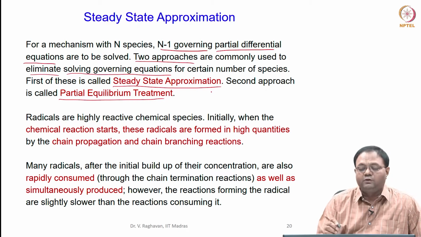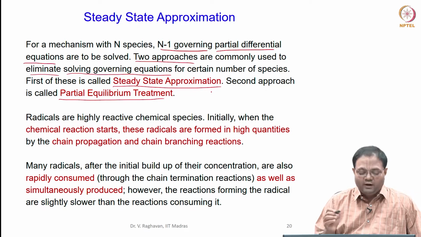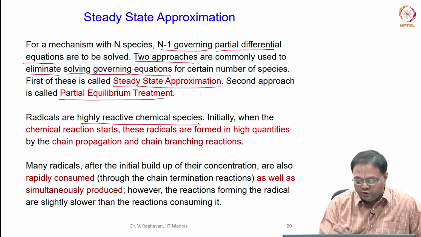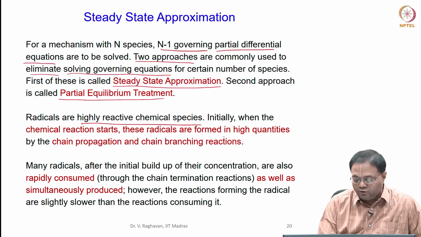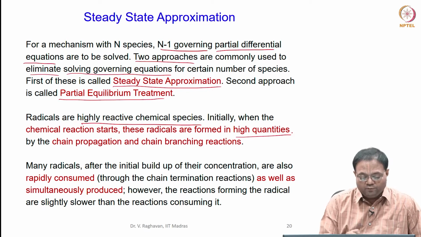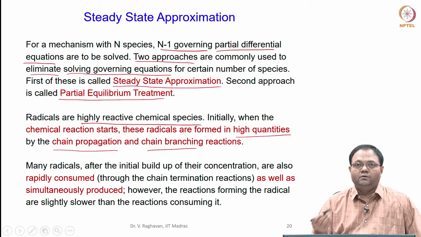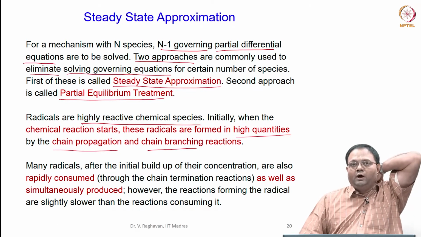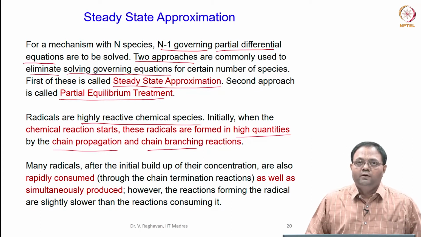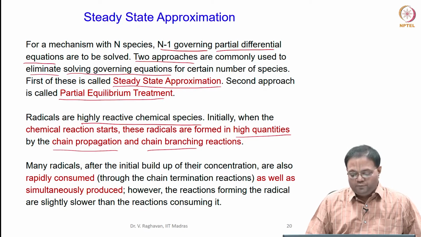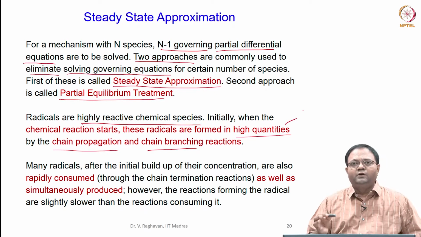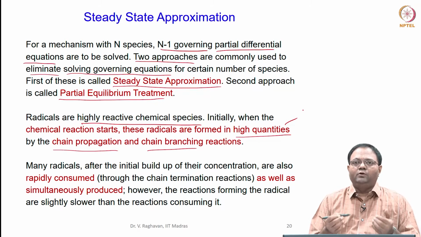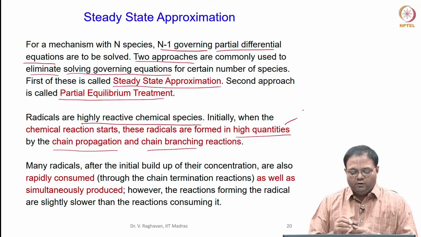Steady state approximation is concerned with radicals, eliminating radicals, which are highly reactive chemical species. When the chemical reaction starts, radicals are formed in high quantities because of the chain propagation and chain branching reactions. A chain propagation reaction produces at least one radical and chain branching reactions produce multiple radicals. High quantities of radicals are produced because initially the concentration of reactants is very high. Radicals are highly reactive.